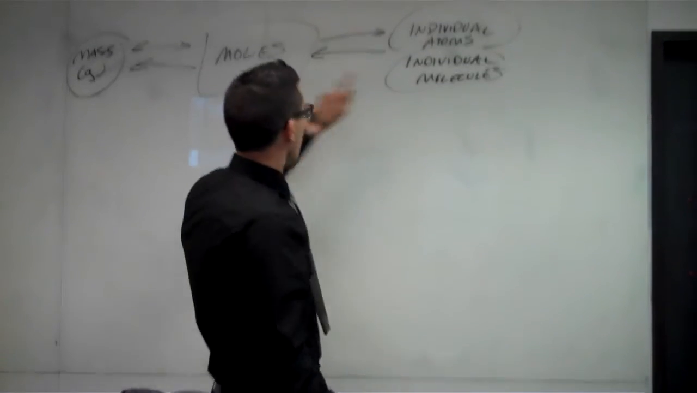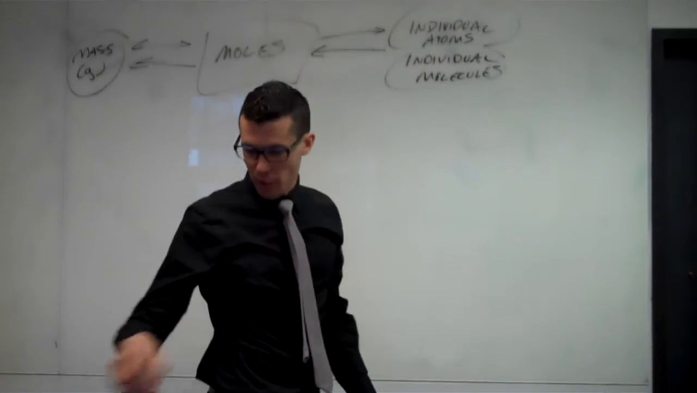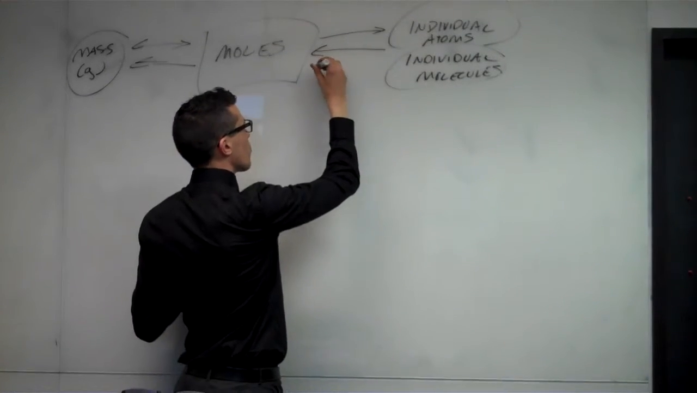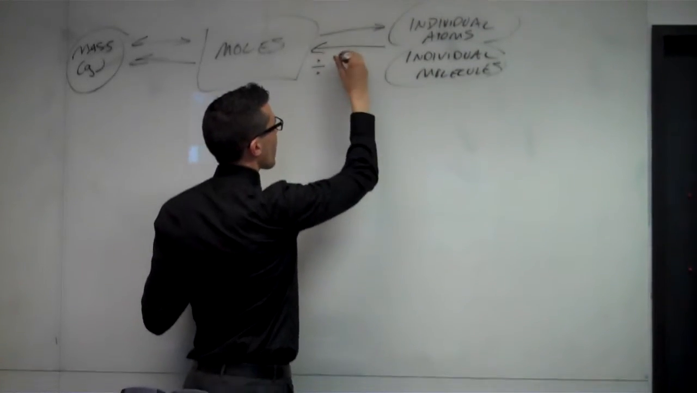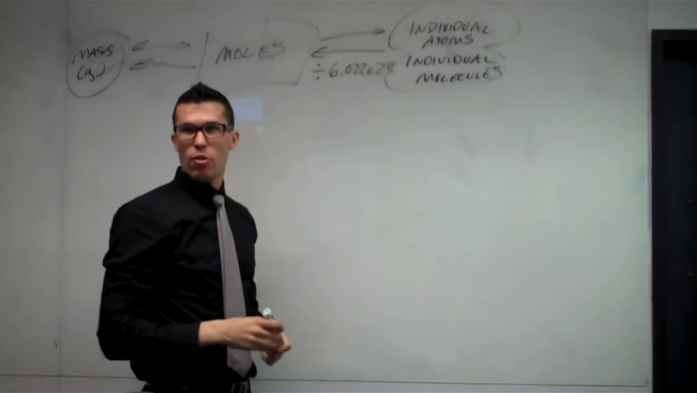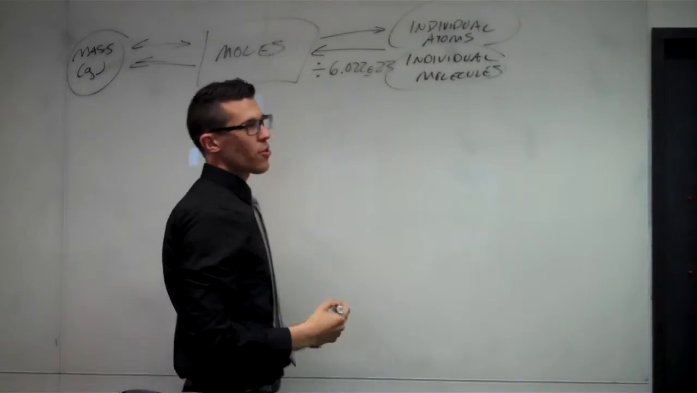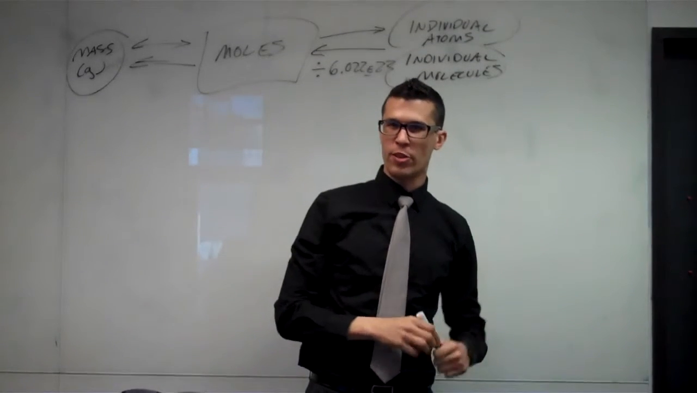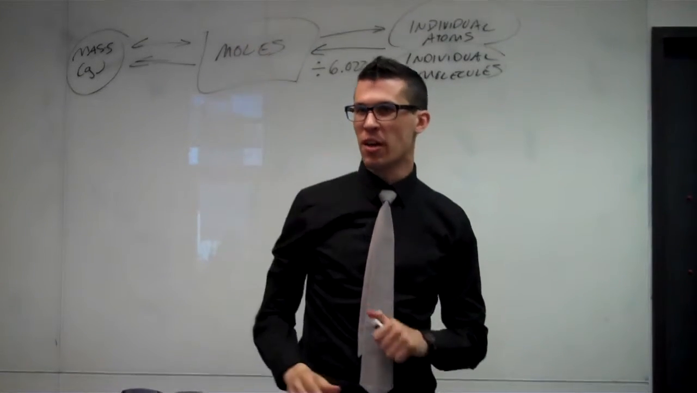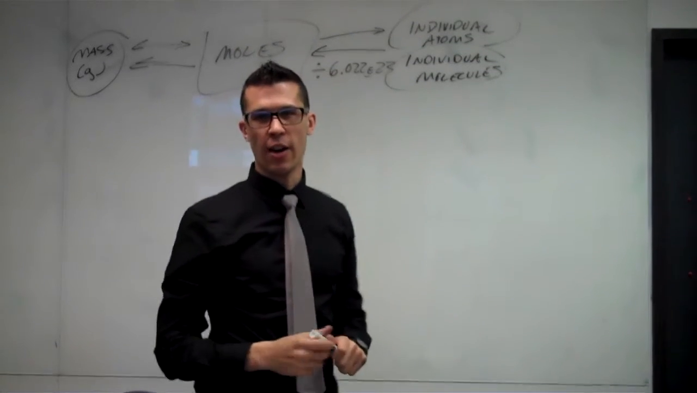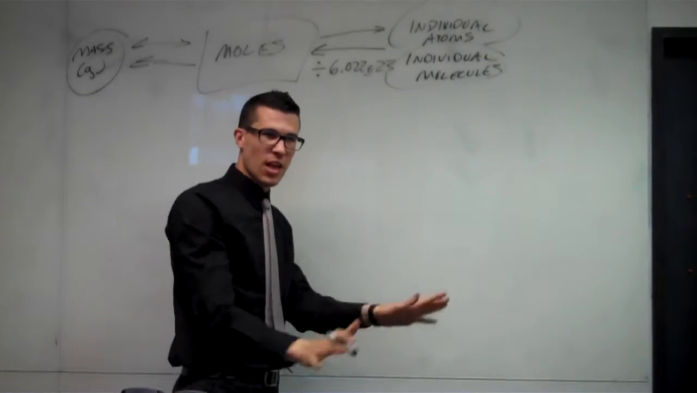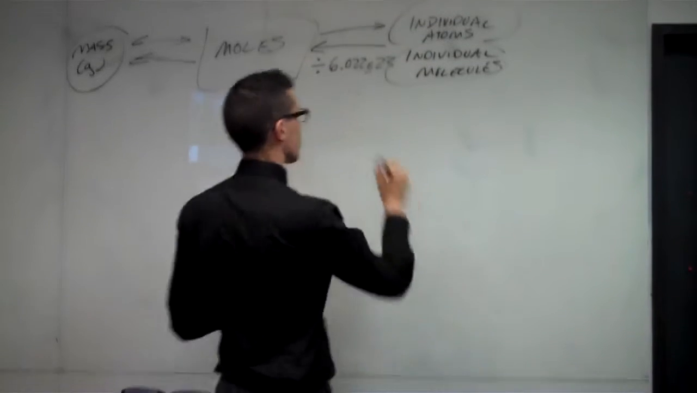Now, if we want to go from individual atoms or individual molecules into moles, what do we need to do? We need to divide by the 6.022 times 10 to the 23. Know how to use this E in your calculator. That will save you time and points. If you use times 10 raised to something, you're running a risk, because sometimes the order of operations in your calculator messes up and you get a different answer.